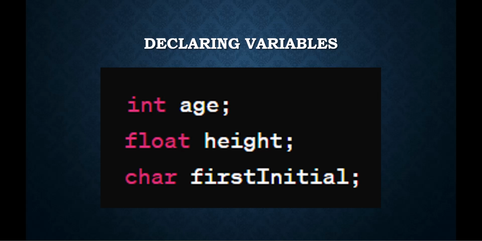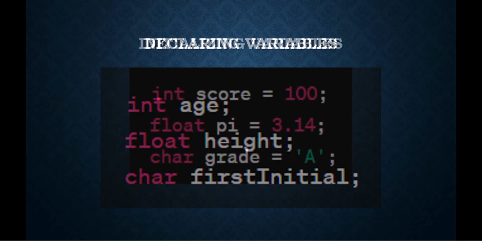Now let's talk about how you declare variables in C. In C, you declare a variable by specifying its data type followed by its name. Let's look at these few examples. Here we have declared variables to store an integer, a floating point number, and a single character. As you can see from this image, we've declared an age to be an integer, a height to be a float, and then the first initial to be a character.